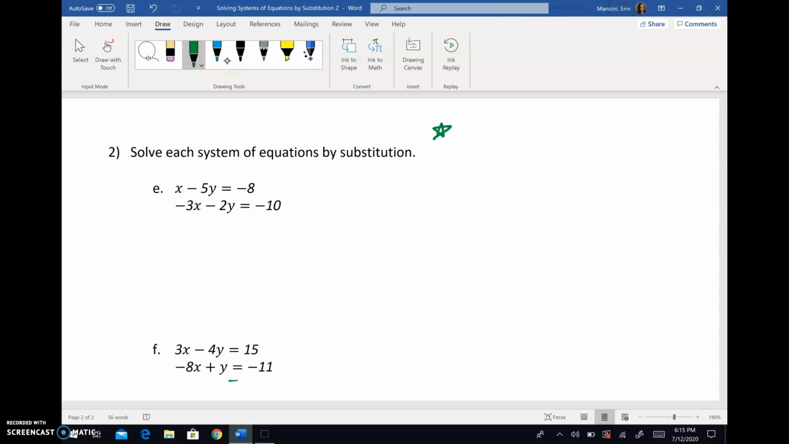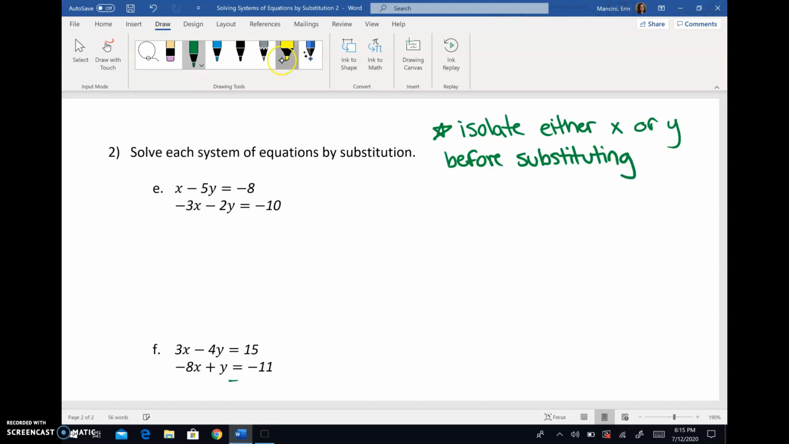So what you're going to need to do this time around is make sure you isolate, which means to get by itself, either x or y, doesn't matter whichever one's easier, before you do the substitution. So what do I mean by isolate? Let's focus on this word here. Isolate means to be by itself.